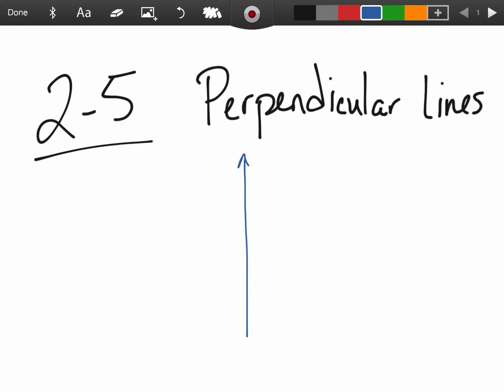All right, so let's just draw a couple of lines here. I'll label this one here L. I'll label this one here M. And if we say that L is perpendicular to M, then it's going to make four right angles. This here's a right angle, this is a right angle, this is a right angle, and this is a right angle.